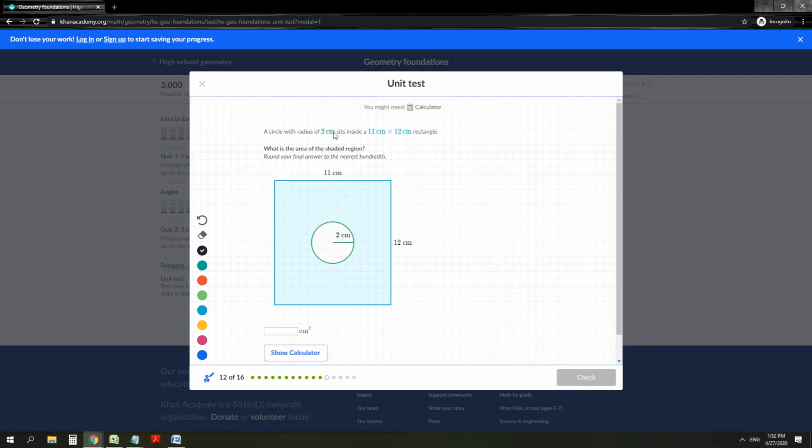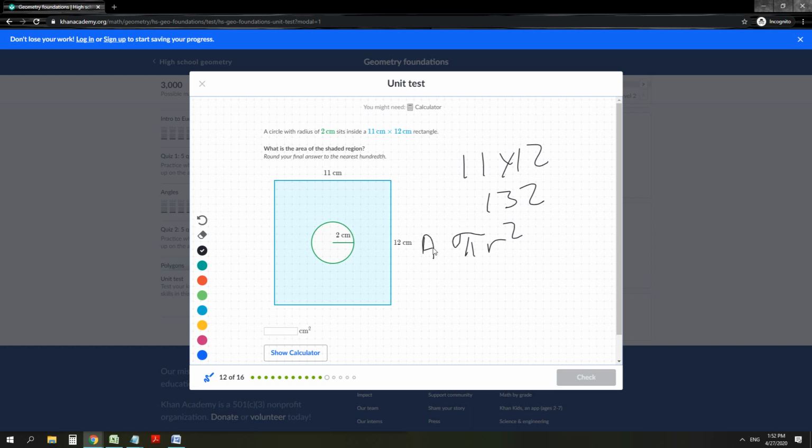A circle with radius 2 centimeters sits inside an 11 centimeter by 12 centimeter rectangle. What is the area of the shaded region? Round your final answer to the nearest hundredth. Well, 11 times 12, do that part first, right? 11 times 12, that's 132. So that's the whole rectangle. And then the area of a circle is pi r squared.